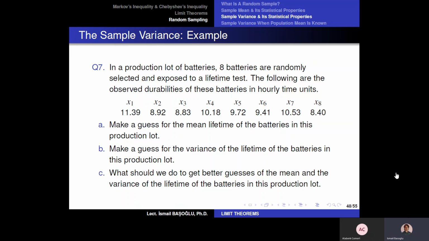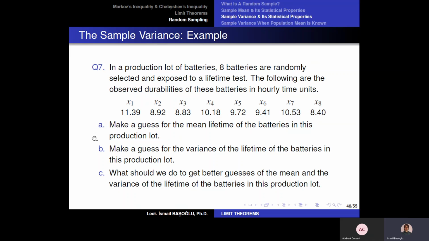And finally, the last one: what should we do to get better guesses of the mean and the variance of the lifetime of the batteries in this production lot? There may be many suggestions to answer C, but the first thing that we know is to increase the sample size. So the answer of C is already known. If we are talking about thousands of batteries, running a quality test only on 8 batteries is not going to give us accurate, correct results. They are just going to be guesses, but bad guesses, not good guesses.